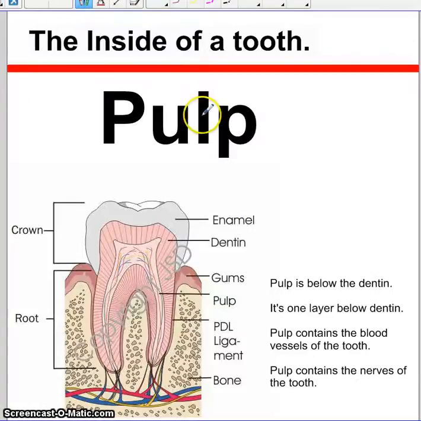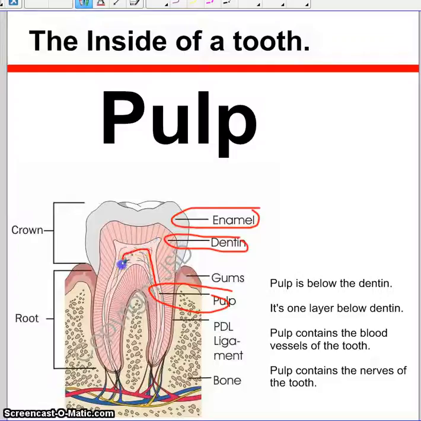So we studied enamel as the outermost layer, dentin as the layer that's in the middle, and then we have the pulp right here. All of this is the pulp right here. And what you know is that it's below the dentin. It's one layer below the dentin. It contains blood vessels of the tooth.